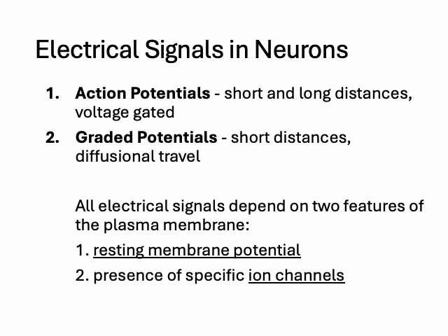We also have graded potentials, and these are just for kind of short distances, and it's always diffusional. So there's no fancy channels here. It's really just kind of a gradient from the start to the stop, which is why it has to be short distances, because diffusion can't really get very far. So we're going to talk about those two types of signals, action potentials and graded potentials, in great detail.